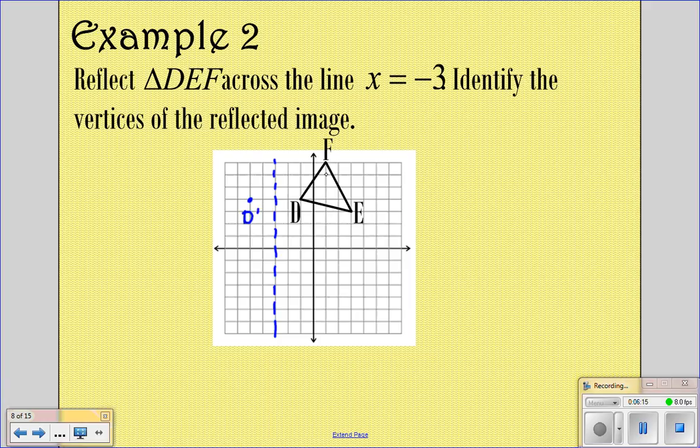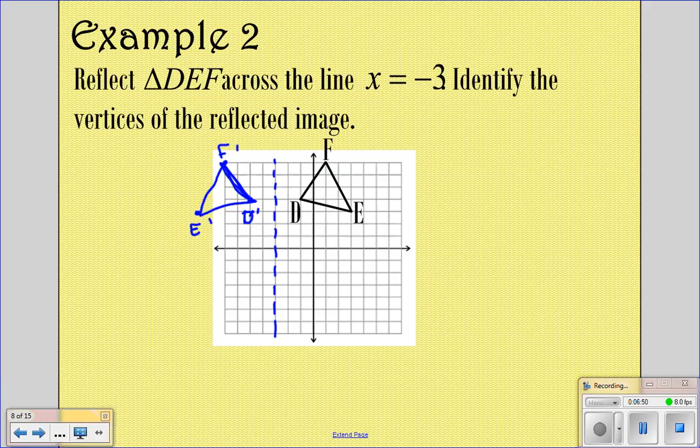For F, 1, 2, 3, 4. F prime is going to be here. And then E is 1, 2, 3, 4, 5, 6. I ran off of my little graph on my paper here, but that's going to be the vertices. So now we connect our vertices. Okay, and so there would be our triangle.